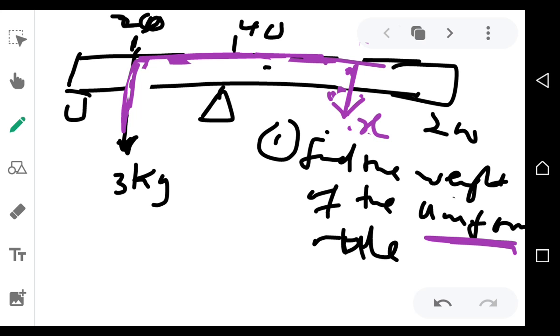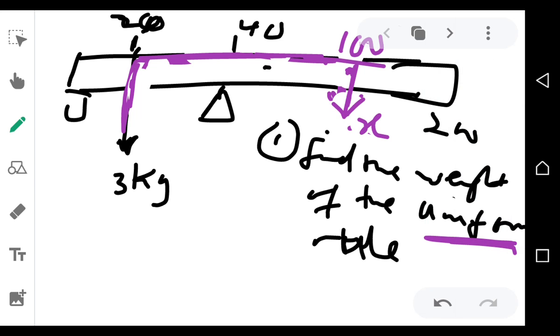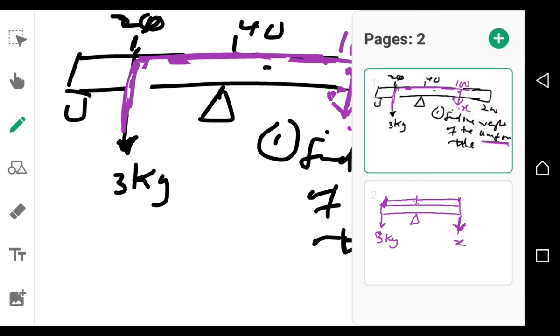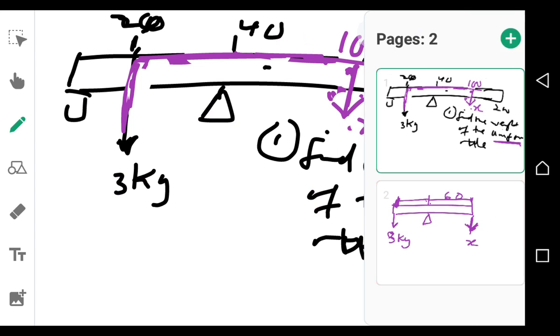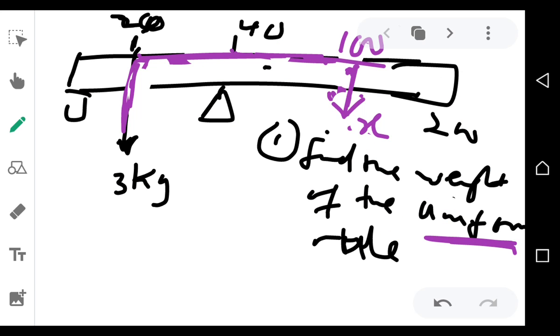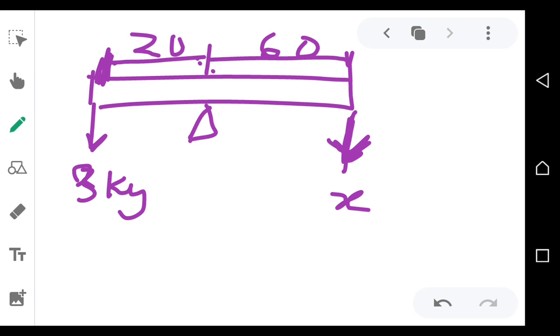And it's acting at 100. So what's the distance from 40 to 100? It is 60. So the distance here is 60. And then the distance from there to there, 20 to 40, is 40 minus 20, so it is 20. That's all, and then you do your calculations.